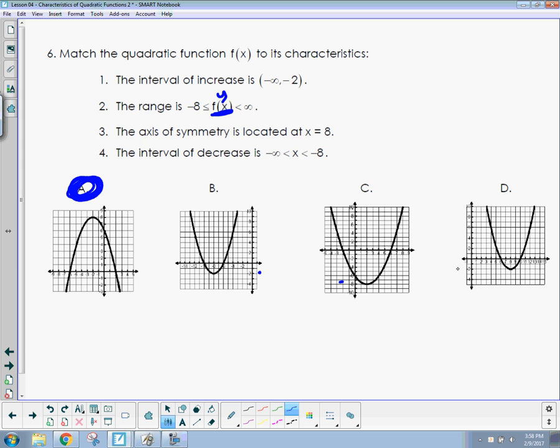Axis of symmetry is located at x equals 8. Oh my gosh, that's a no-brainer right there. Right across the 8. Must be D. Oh, I'm not even connecting these. All right, here's A, that was C, this is D. Interval of decrease: negative infinity to negative 8. Well, that's right there. Wait a minute. Yeah, that's negative 8 right there. Can't see it. And that would be B.